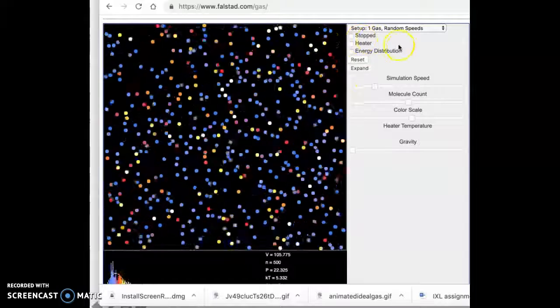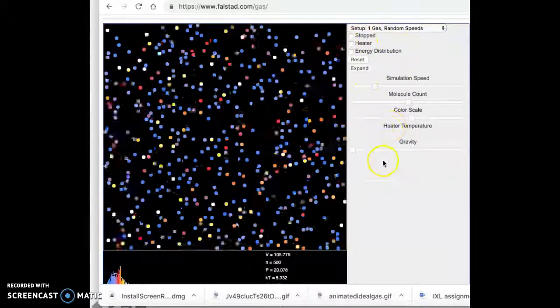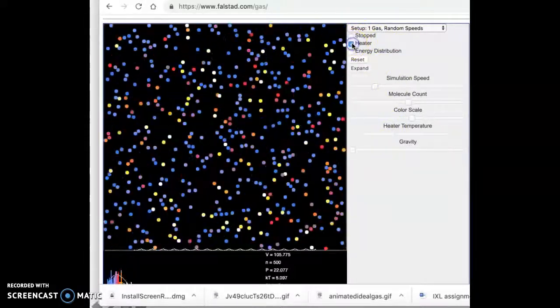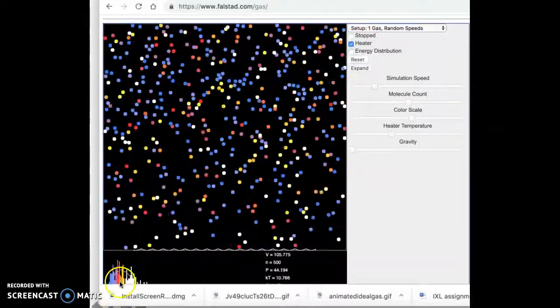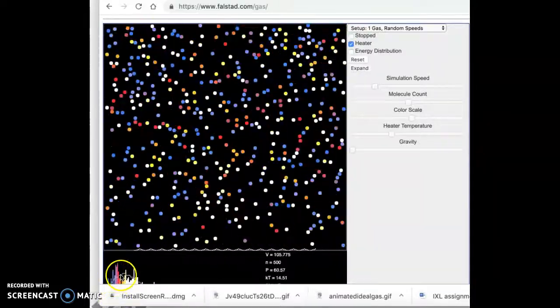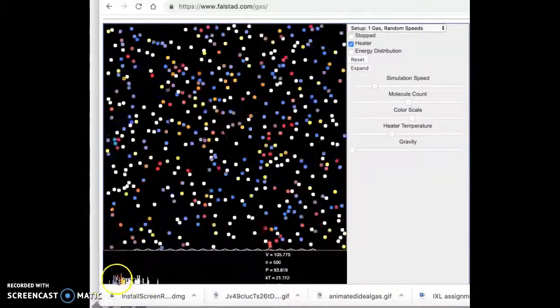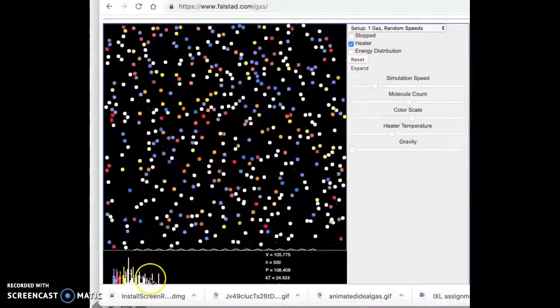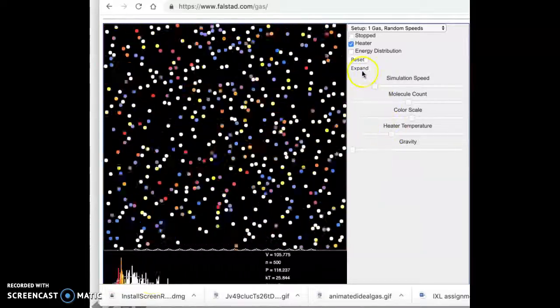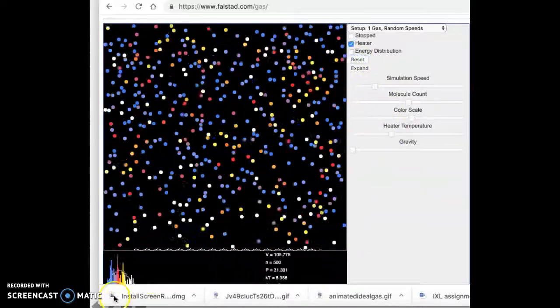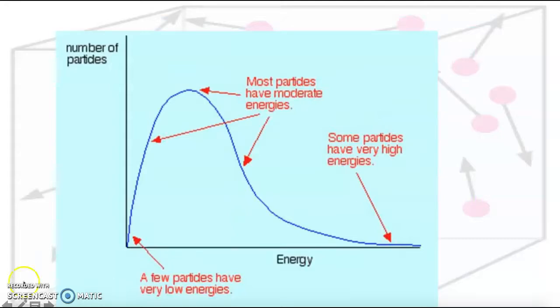Now also, you can change the energy and it will change the distribution. So as we heat it up, you see that the molecules on average are moving faster, and hopefully you'll see how it is causing the curve to broaden and flatten. Thinking about that simulation, like I said, we have very few that have low energy and very few that have high energy, and most of the particles are in the large region of the curve like this.